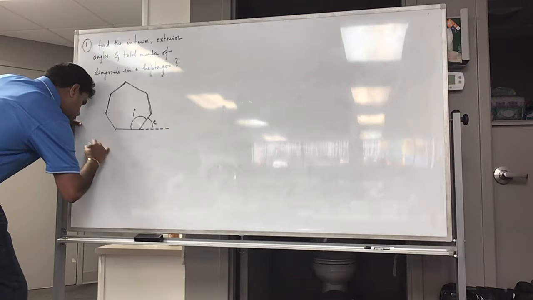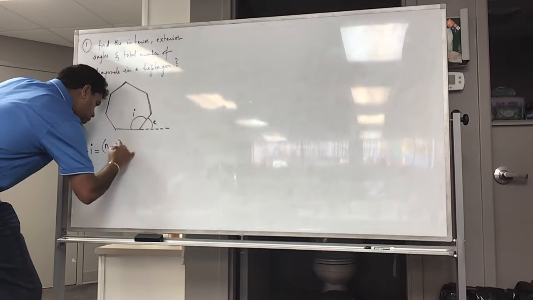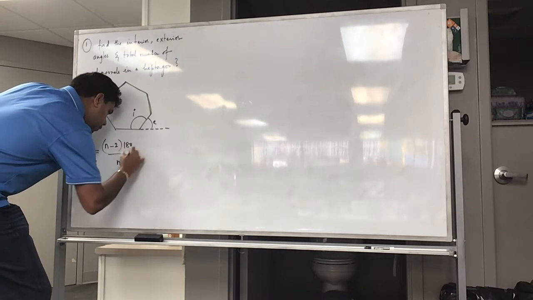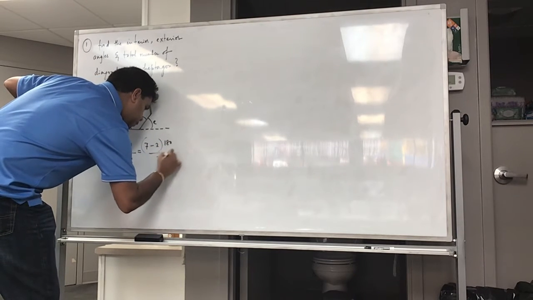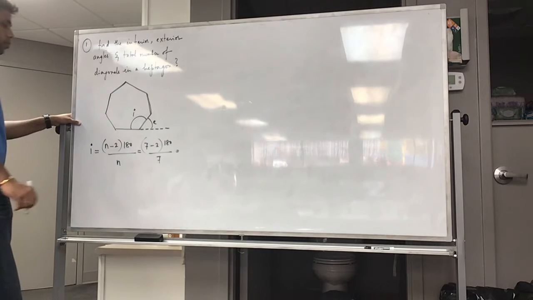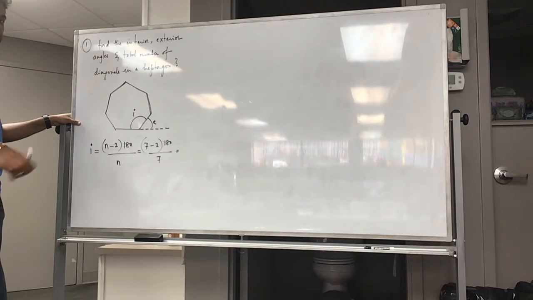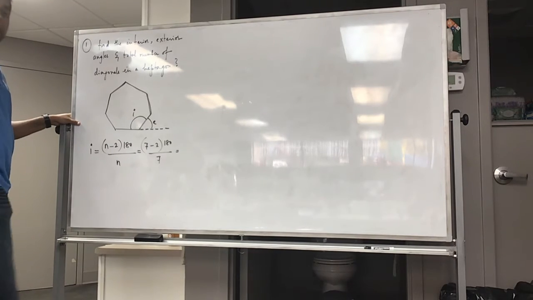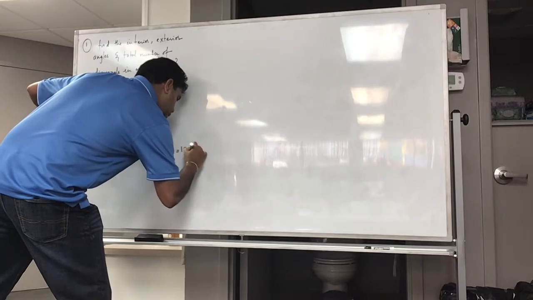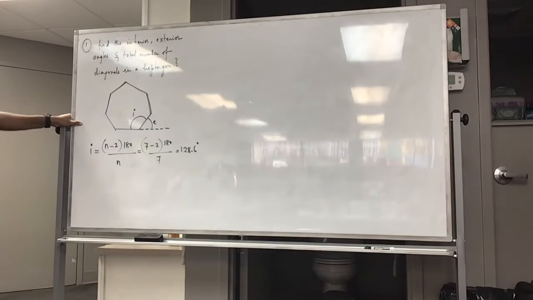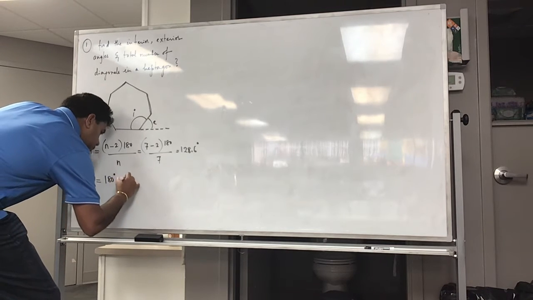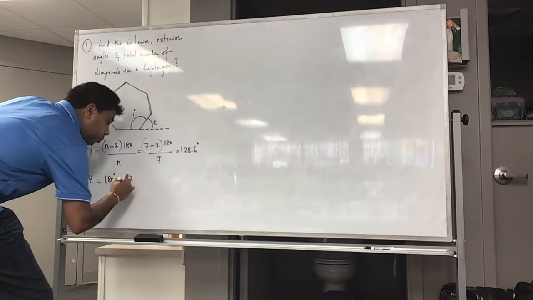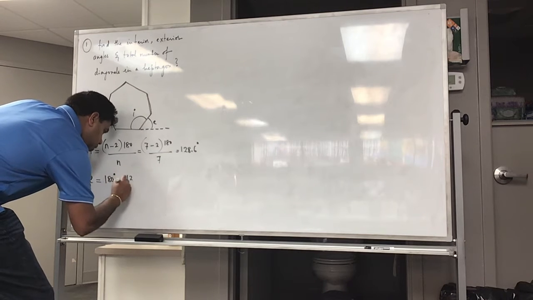So I is equal to (n minus 2) times 180 divided by n. So (7 minus 2) times 180 divided by 7. What do you guys got? Come on, guys. Let's not waste time. 128.6. Okay, so what will be the exterior angle? You can either use the formula or just do 180 degrees minus 128.6. How much does it come out to?